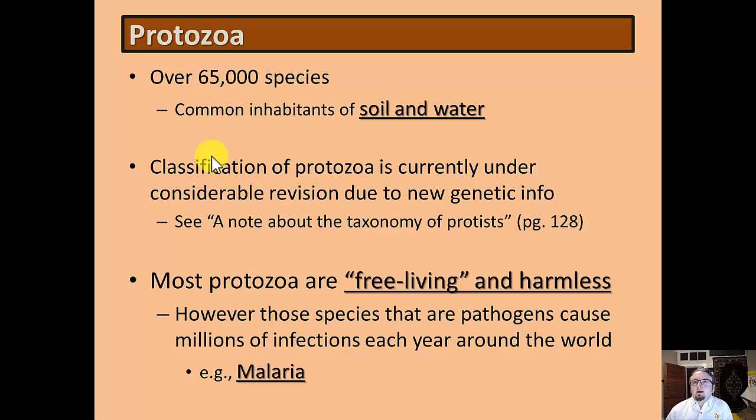They're so broad. It's kind of like someone saying, describe an animal, and you'd have to say, okay, well, what kind of animal? Because there's lots of different types of animals, right? So protozoa are kind of the same way. There's so many different types.